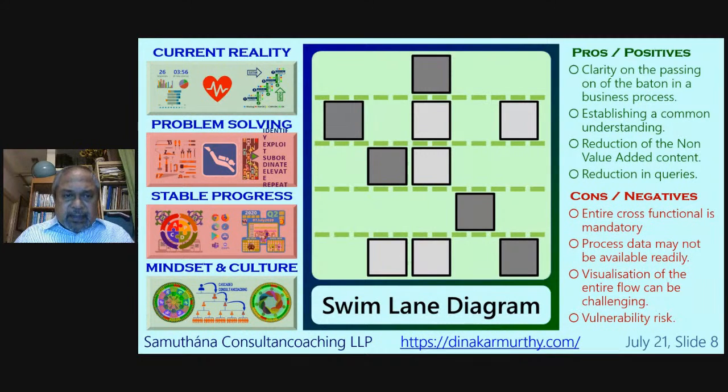So by picturizing this, one understands what the flow is, whether the flow is continuous or not, whether the flow is getting interrupted, and more than anything, whether the flow is creating a lot of backlashes. When I say backlash, imagine stakeholder number 1, 2, 3, 4, 5.